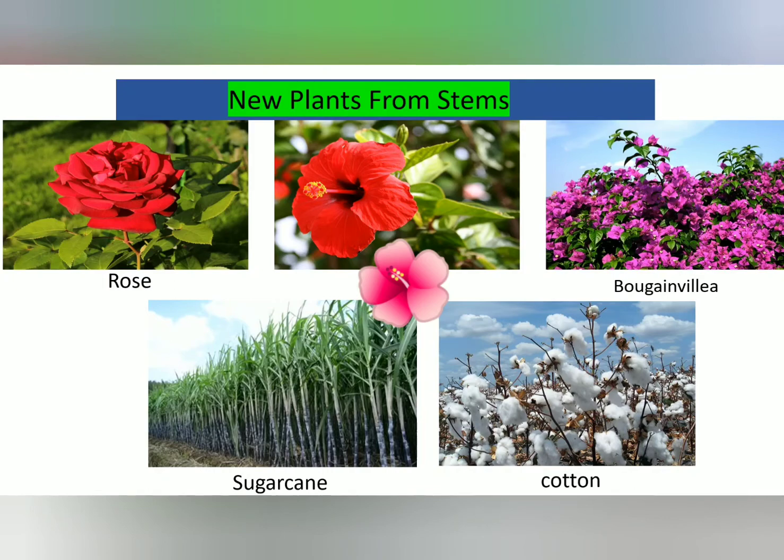So this is our chapter, growing plants. So what did we learn from this chapter? Yes, we learned how plants reproduce through seeds, how plants reproduce through spores, and how some plants reproduce through parts of their body.